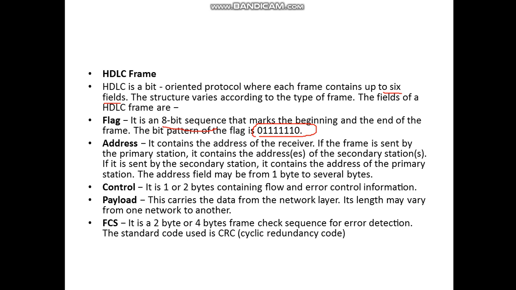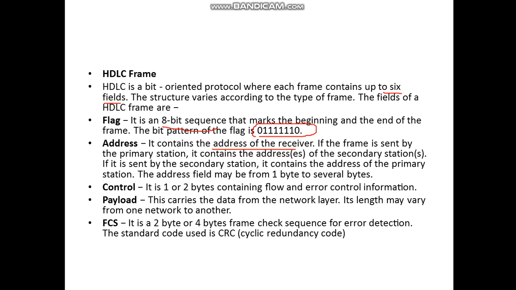So we are basically transferring data in the form of frames from one PC to another PC. And to understand the start and the end of the frame, whenever it encounters this specific binary number, it understands either it's the start or the end of the frame. That is why we require a flag. Now the next is the address. Basically, it contains the address of the receiver. So whatever the destination address is, that will be mentioned right here.